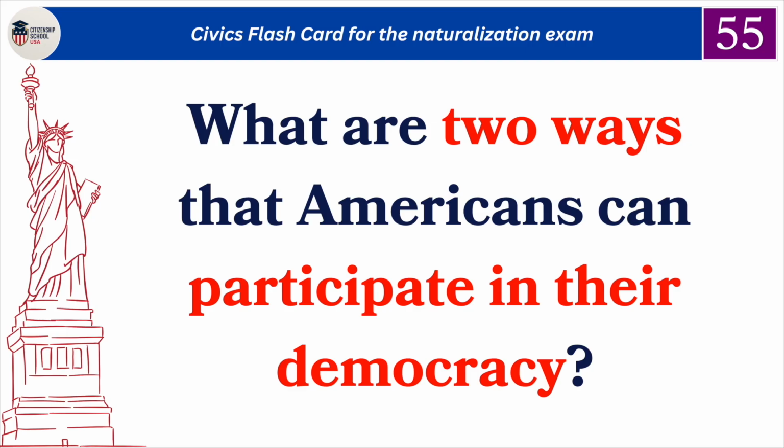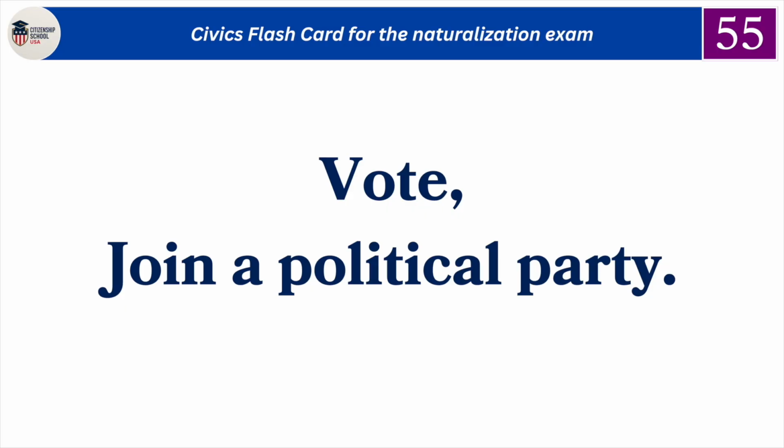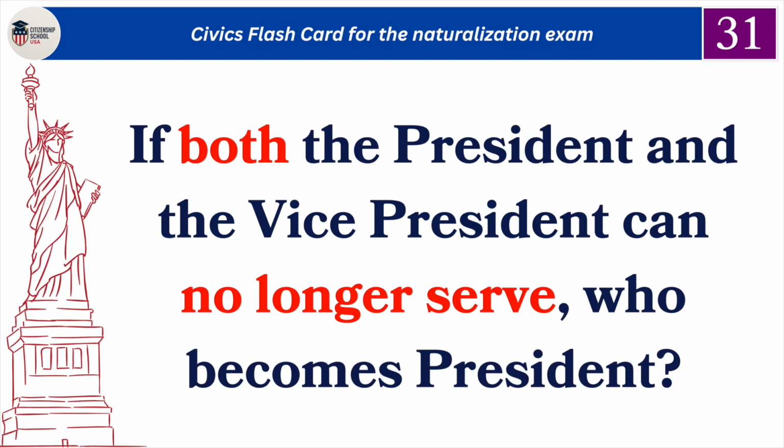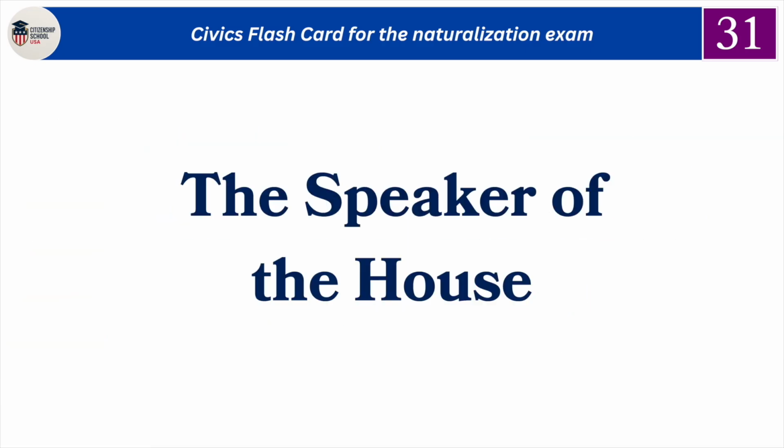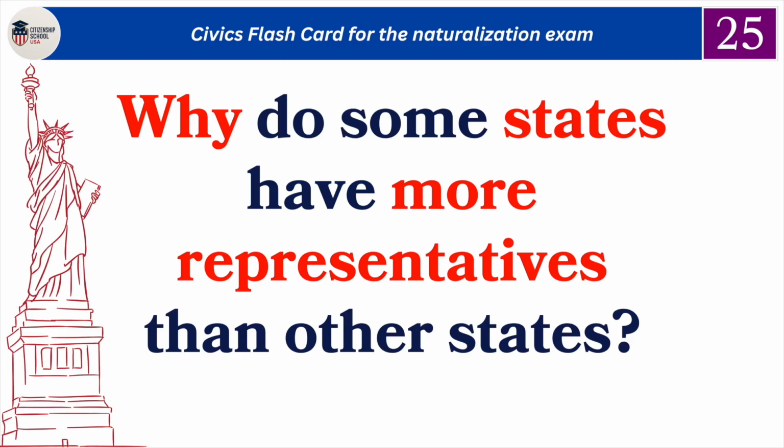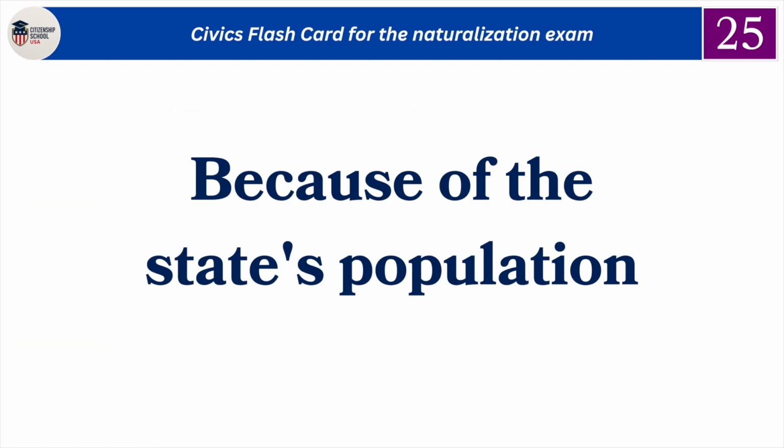What are 2 ways that Americans can participate in their democracy? Vote, join a political party. If both the president and the vice president can no longer serve, who becomes president? The Speaker of the House. Why do some states have more representatives than other states? Because of the state's population.